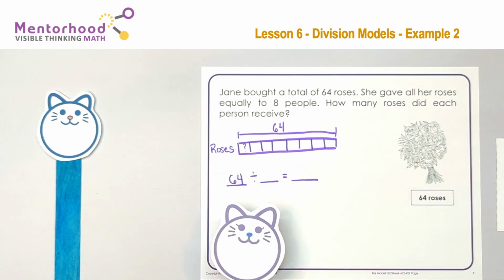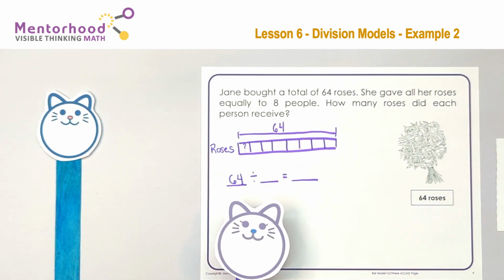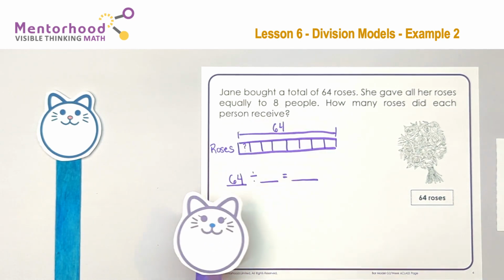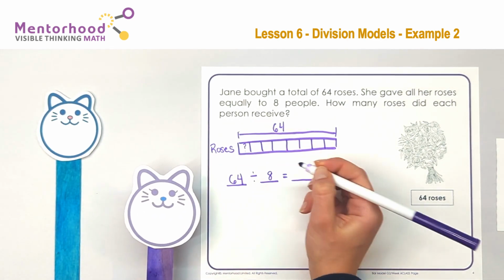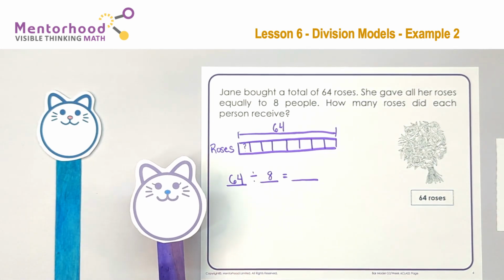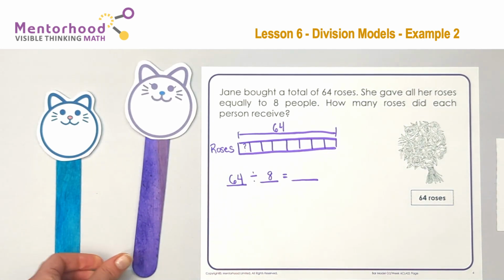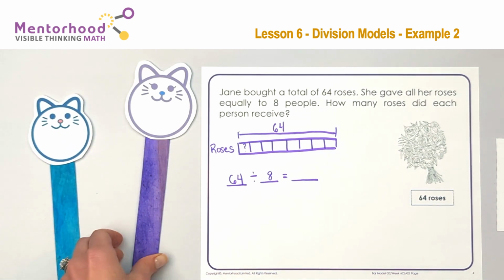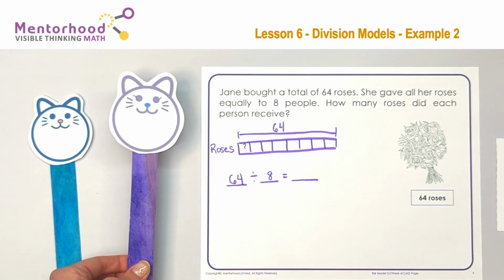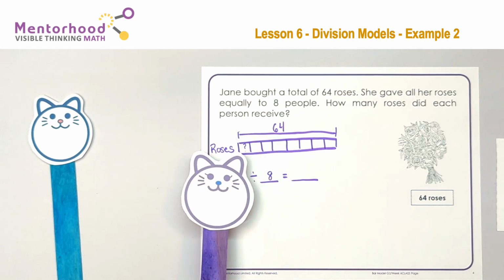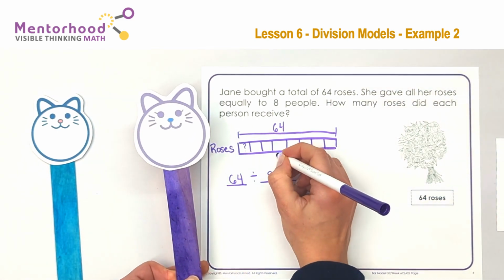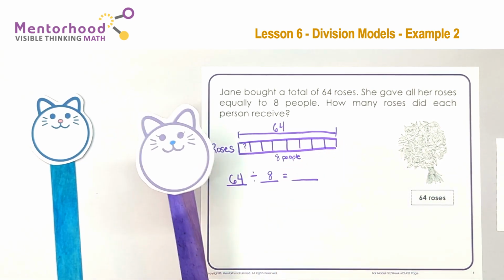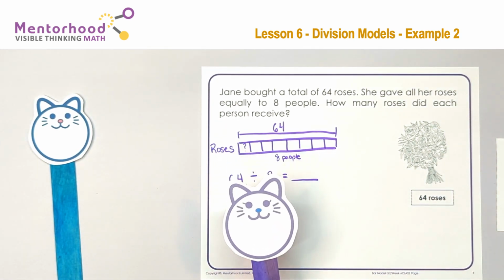Divided by. Now what do we know? We know 8. And why would it be 64 divided by 8? Because she gave it to 8 people? That's right! If we take 64 and we divide it up into 8 sections for 8 people, we're going to get the number of roses per person.